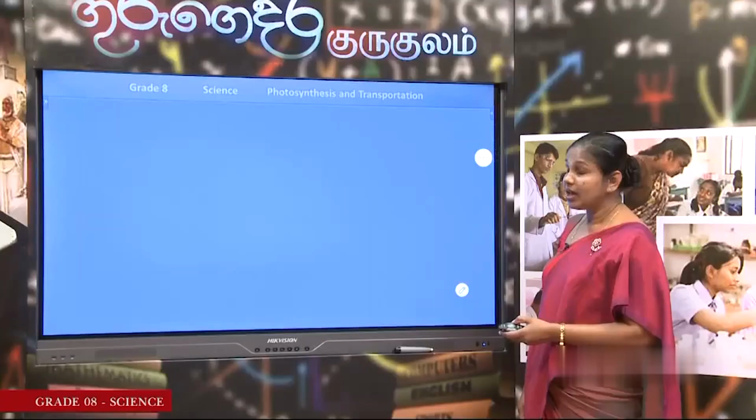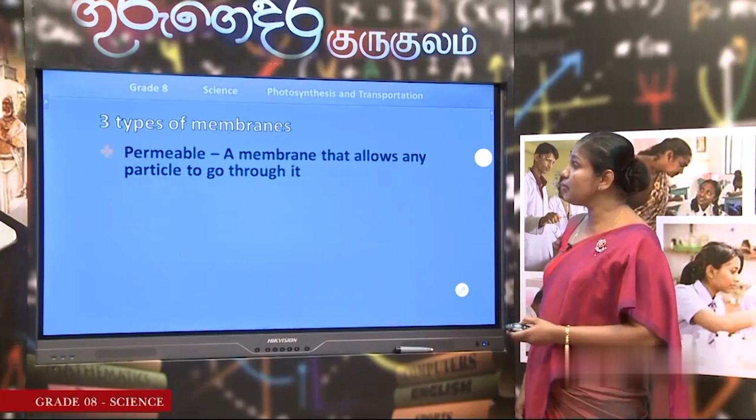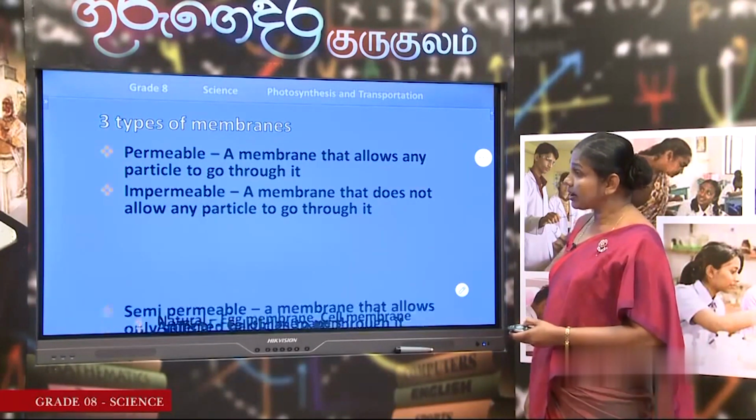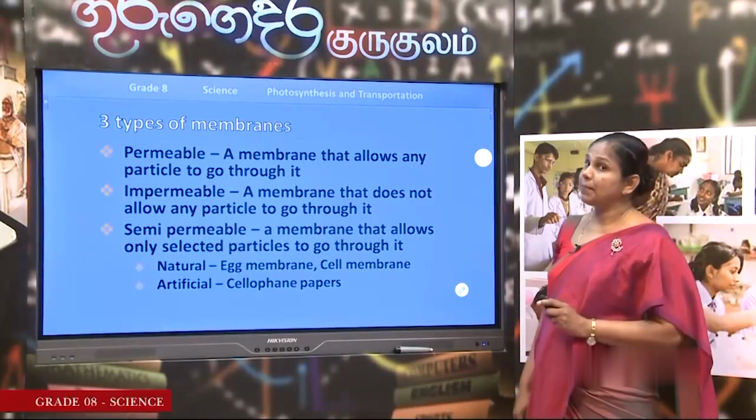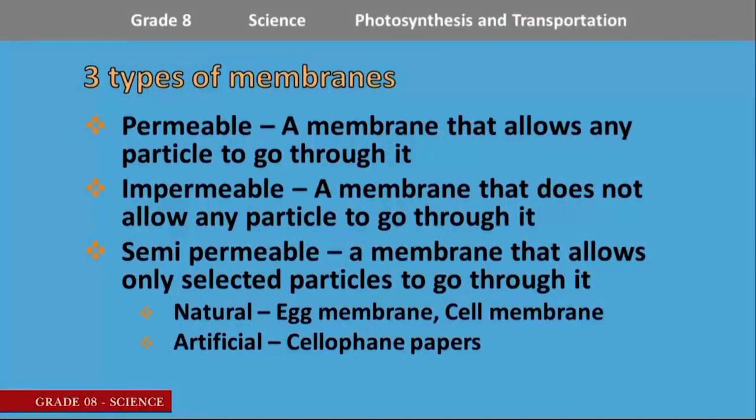Did you understand, children? According to the particle movement through a membrane, children, there are three types of membranes: permeable membranes, impermeable membranes and semi-permeable membranes. Permeable membranes allow any particle to go through. Impermeable membranes do not allow anything to go through them. But semi-permeable membranes allow only selected particles to go through them. Therefore, through this semi-permeable membrane, only water particles can go through, not sugar or salt particles.